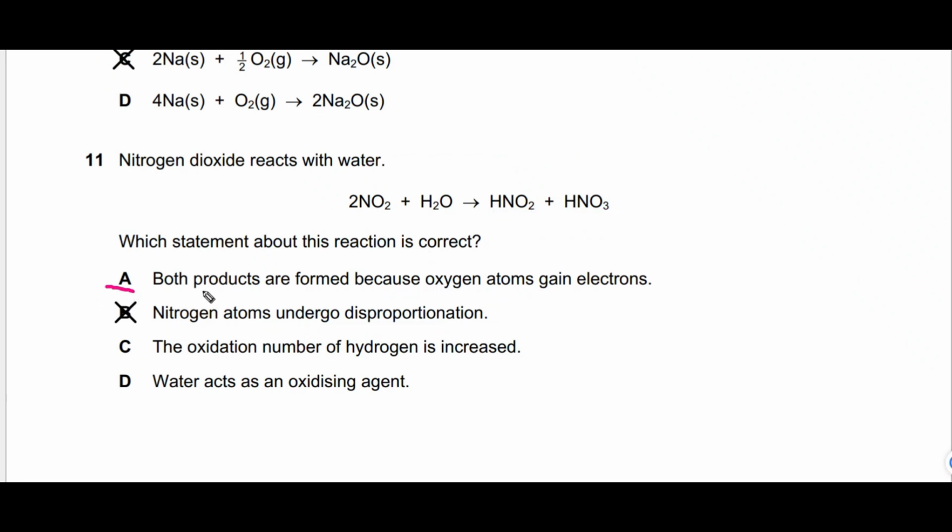Why are the others wrong? Both products are formed because oxygen atoms gain electrons. No, this is wrong. The oxidation number of hydrogen increases. No, hydrogen is +1 here, and also +1 here and here, so no increase or decrease. Water acts as an oxidizing agent. No, this is wrong. B is the right answer. Thank you.